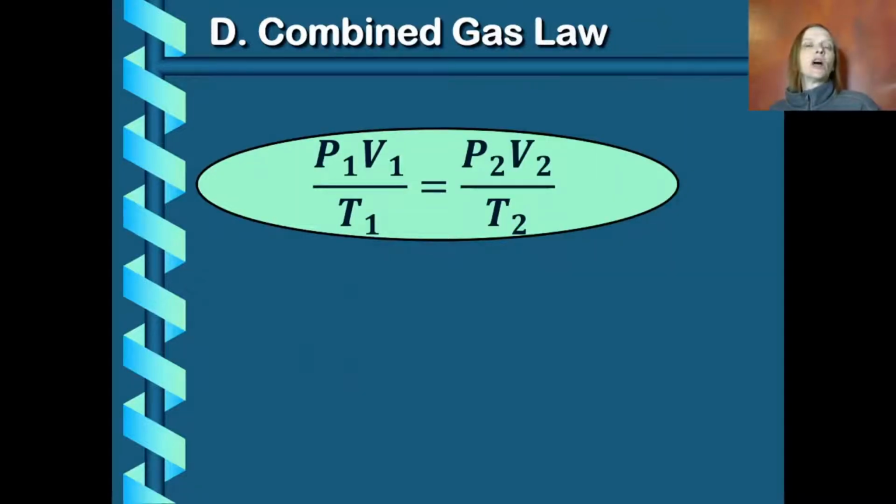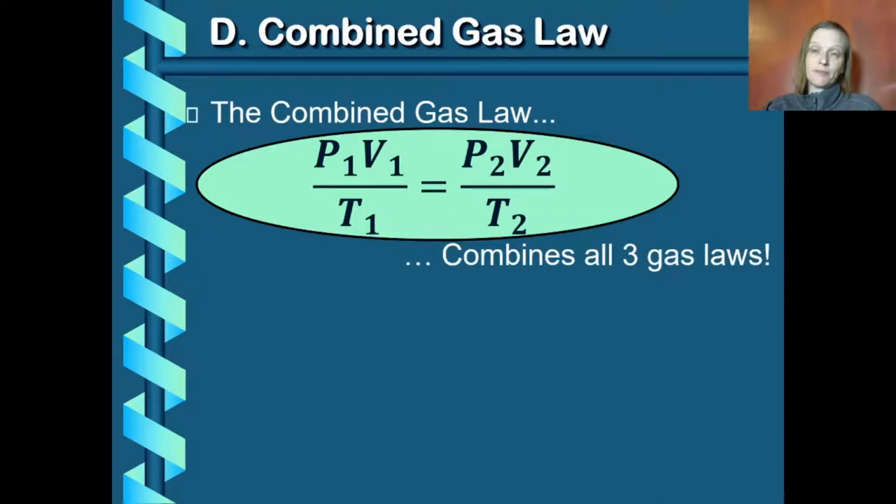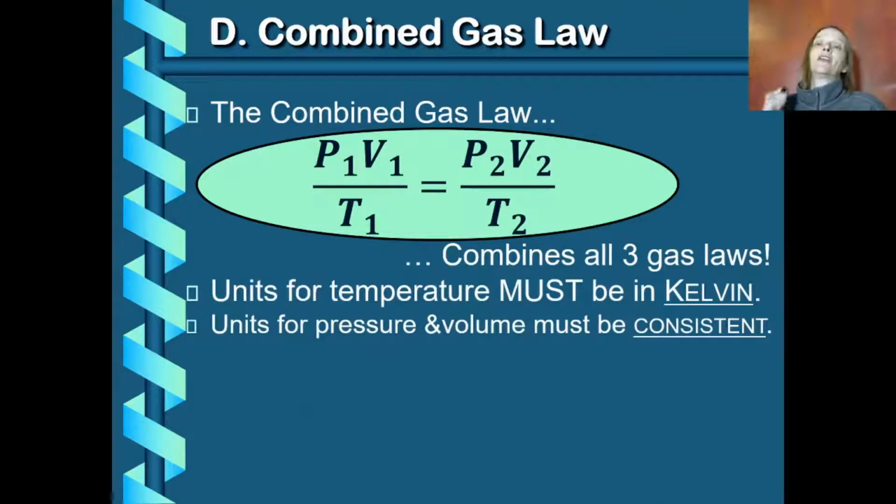If we put these three laws together, we get what's called the combined gas law, because we combined three laws together. The combined gas law says that pressure times volume divided by temperature of the first condition equals pressure times volume divided by temperature of the second condition. Again, the units for temperature must be in Kelvin. The units for pressure and volume can vary, but they have to be consistent between the first condition and the second condition.